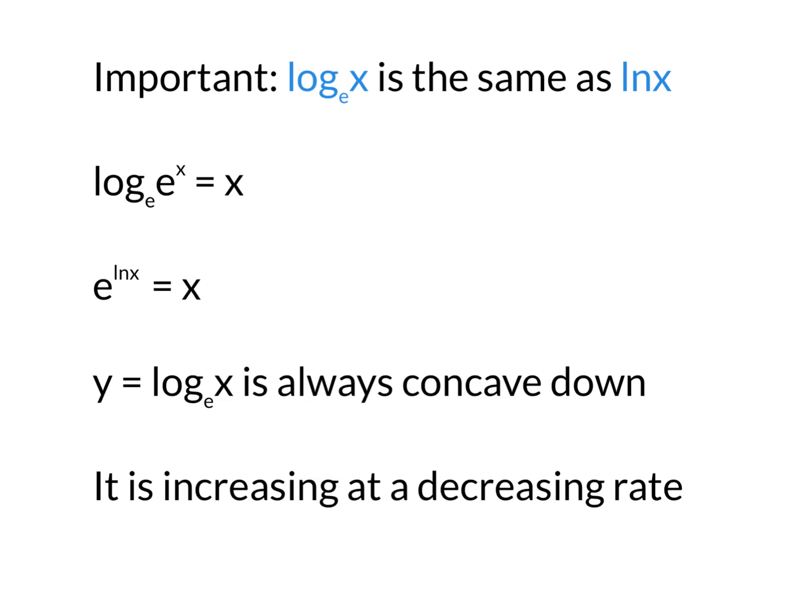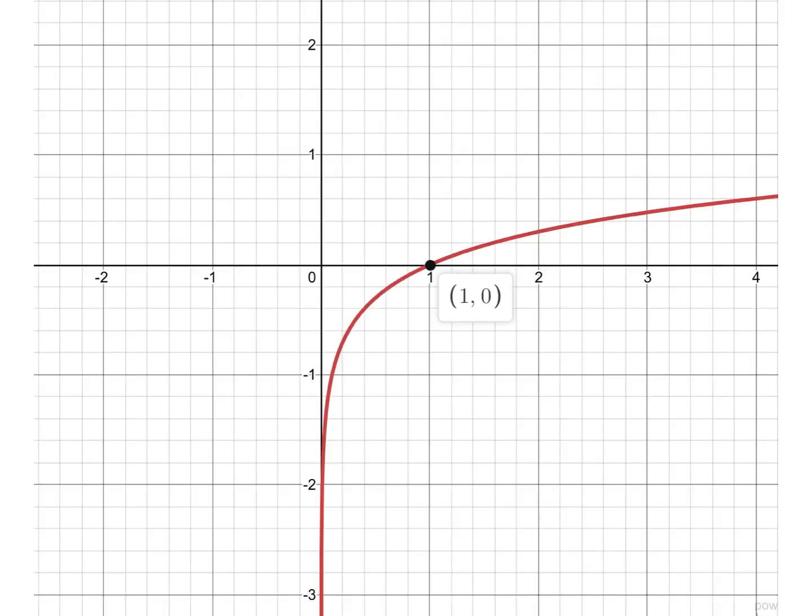And let's have a look at our graph. So you can see that it's concave down. It's always pointing downwards. But as our x values increase, the rate or the steepness decreases. So it's increasing at a decreasing rate. The log approaches the y-axis, that's our asymptote, but doesn't actually touch it, and passes through 1 on the x-axis.